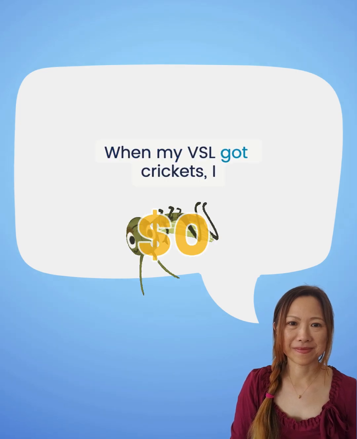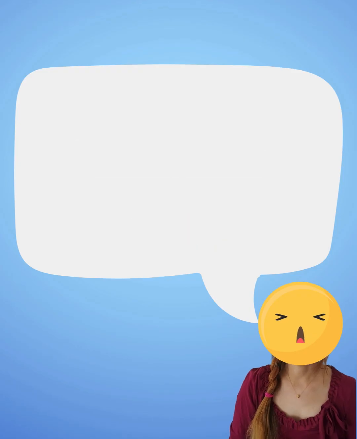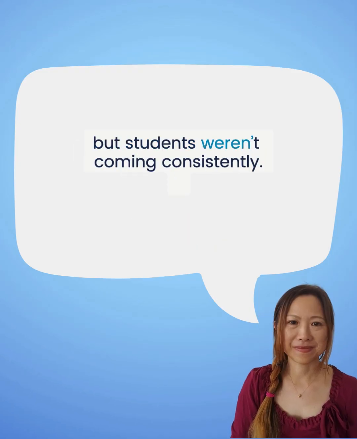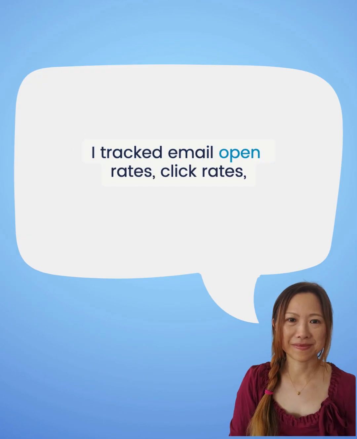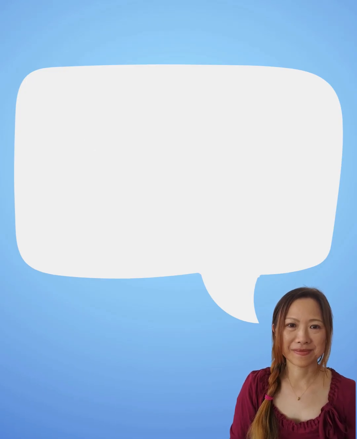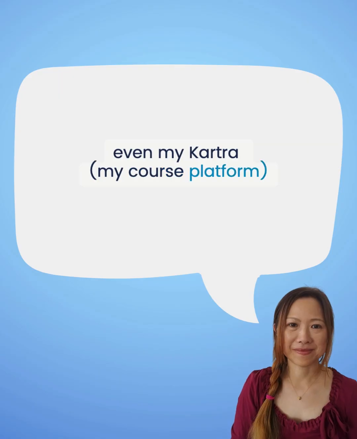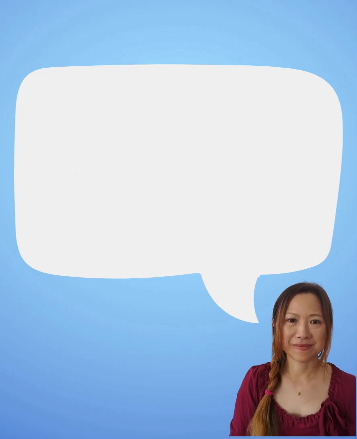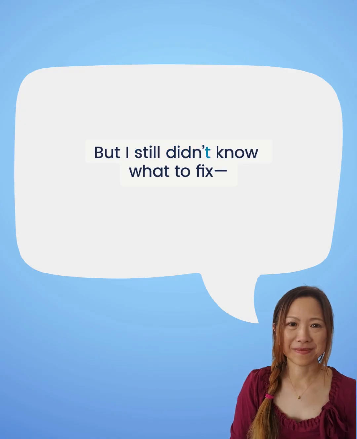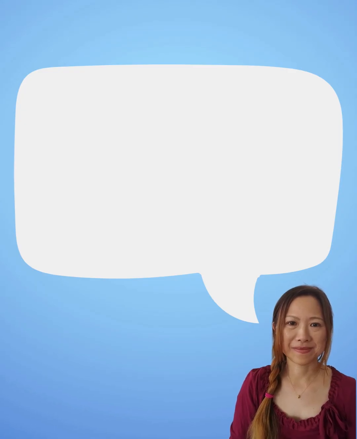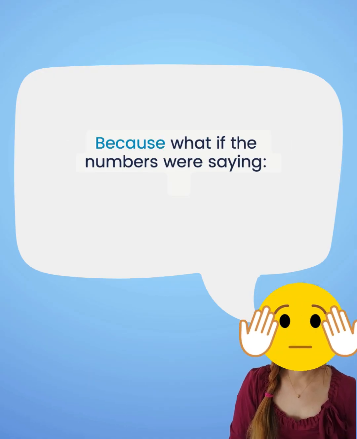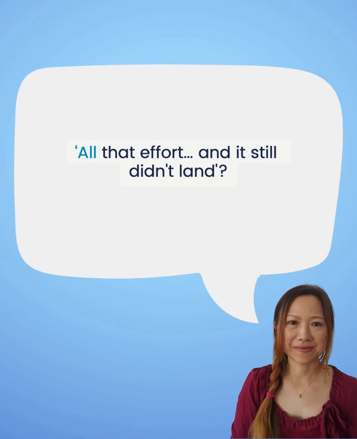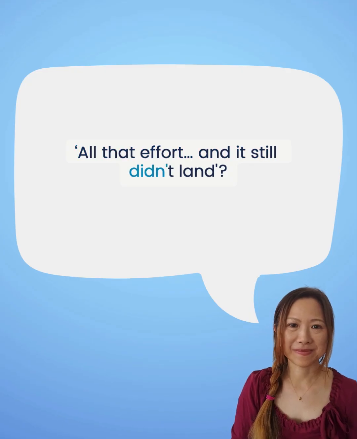When my VSL got crickets, I felt disappointed because the content was good, but students weren't coming consistently. So I went into fix mode. I tracked email open rates, click rates, sales page views, even my Kartra, my course platform, video views, and retention. But I still didn't know what to fix because I didn't know what the numbers were trying to tell me. And honestly, part of me didn't want to know. Because what if the numbers were saying all that effort and it still didn't land?